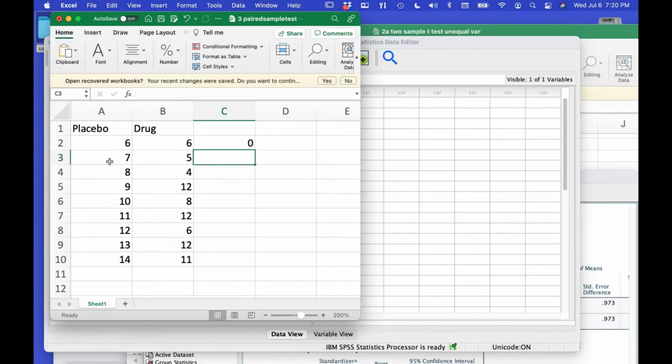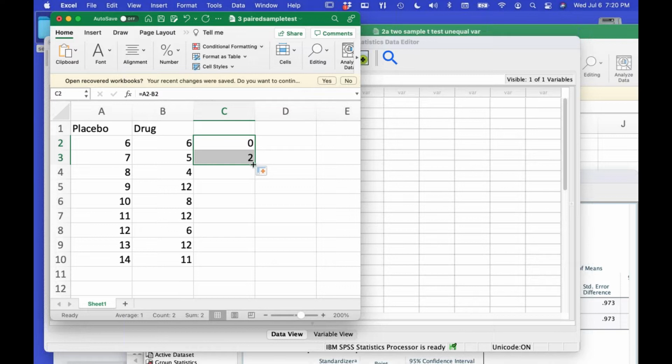Okay, for this person, he took the placebo for 2 weeks, and his blood pressure was this. Then he took the drug for 2 weeks, and his blood pressure was this. The difference was the difference between these two, right? Actually, I can just do this, right? And so on, and so on, and so on.